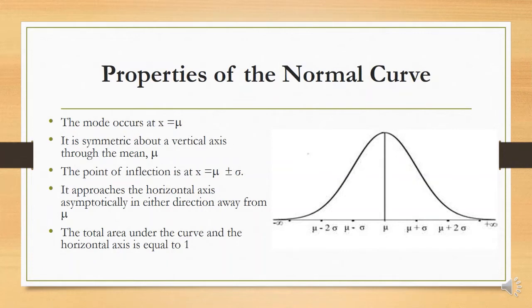These are our properties. The mode occurs at the center. It is symmetric, so the area here is the same as the area there, so the total area of the whole curve is 1. Of course, if it is symmetric, the area is 0.5 on the left and 0.5 on the right. Okay? The point of inflection is at mu plus or minus the standard deviation. Okay? So inflection means how much it curves.